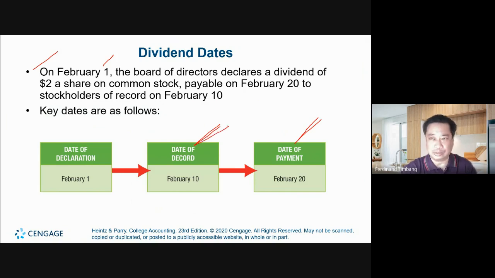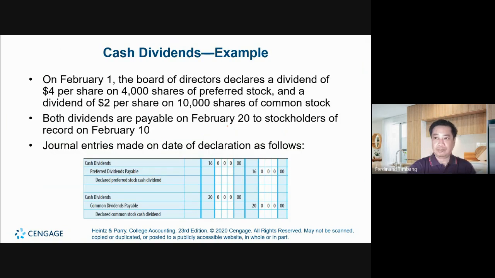Okay, date of record. So for example, on February 1, the Board of Directors declares a dividend of $4 per share on 4,000 shares of preferred stock and a dividend of $2 per share on 10,000 shares of common stock. So both dividends are payable on February 20 to stockholders of record on February 10. So the journal entries will be as follows.